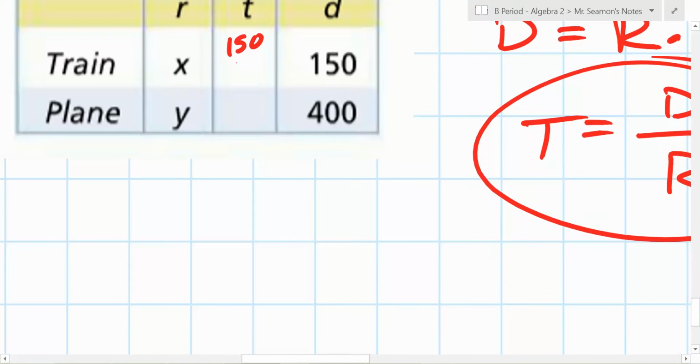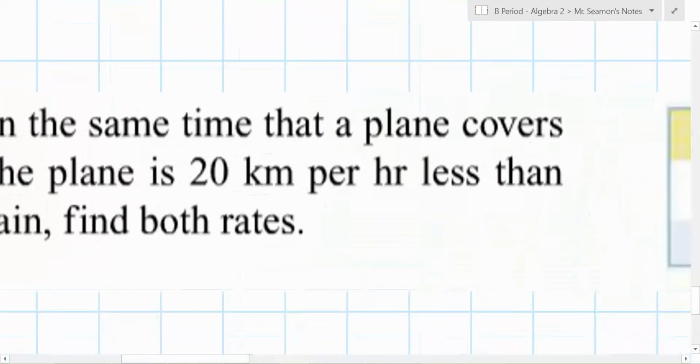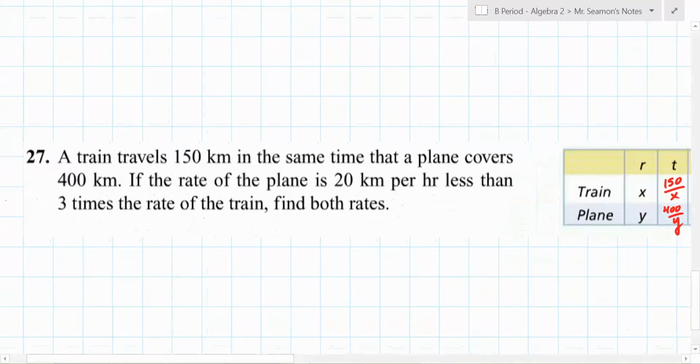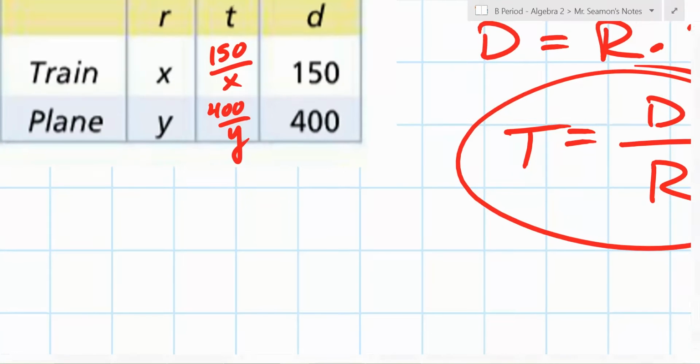150 divided by x. And what's the other one going to be? 400 divided by y. Okay, can someone give me the first equation? They travel, it says, what does it say? Covers in the same time. So what do we know about the two times? They're equal. So someone give me the first equation. Hannah. 150 over x equals 400 over y.